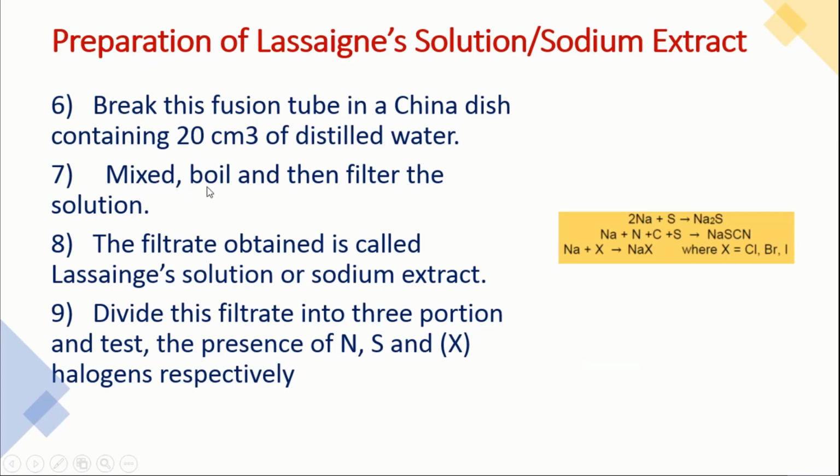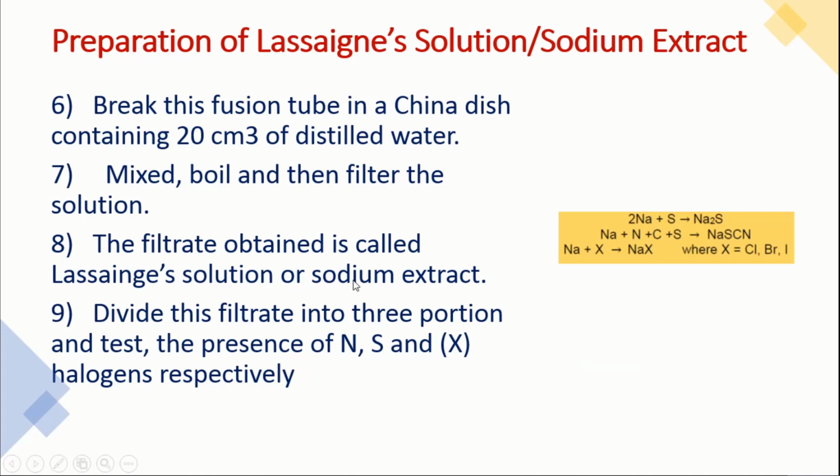We will boil, mix and then filter the solution. Now this solution is going to filter, and the filtrate obtained is called Lassaigne's solution or sodium extract. So the question arises, why do we make this sodium extract or Lassaigne's solution? We know the organic compounds have covalent bonds. So the formation of this Lassaigne's solution means we are going to convert the covalent bonds into ionic nature. So they will make the salt with the sodium.